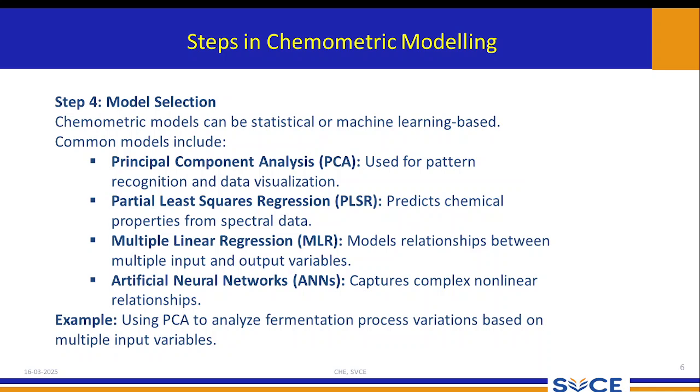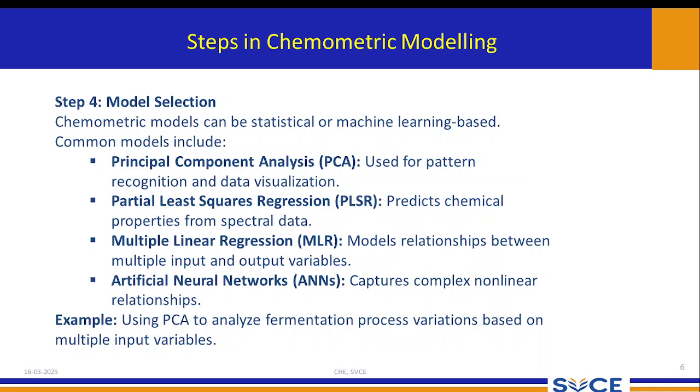For example, in our case, using principal component analysis to analyze fermentation process variation based on multiple input variables. So the example given is fermentation process variation based on multiple input variables. There are plenty of input variables varying, so in that case we go for PCA, principal component analysis, used for pattern recognition and data visualization. What is the main purpose of PLSR, partial least square regression? To predict chemical properties from spectral data.